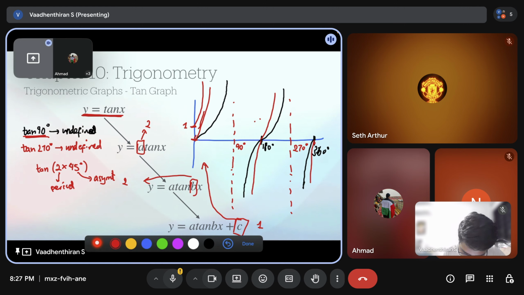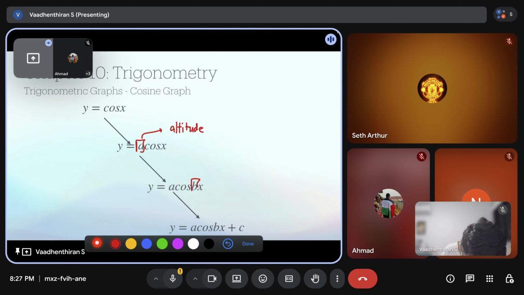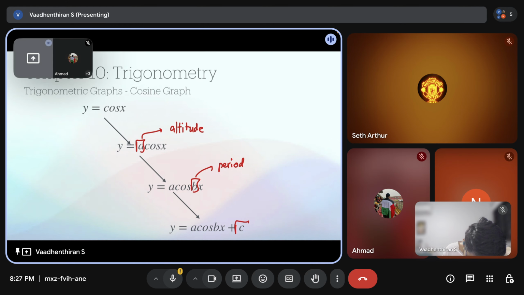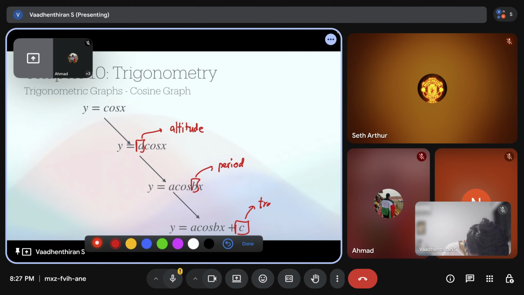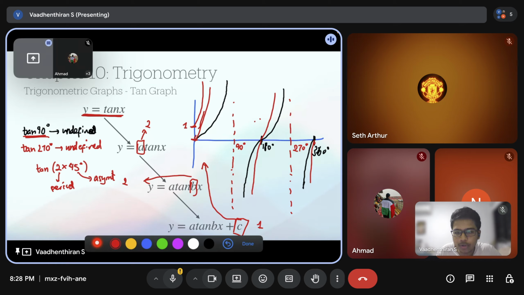So you can remember this by A, B, C. A stands for altitude, B stands for the period, and C is the transition of the graph. So it determines if the graph is moved upwards or moved downwards. Any doubts? Or else we can go for a practice question.